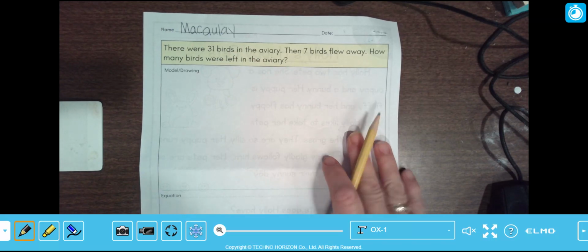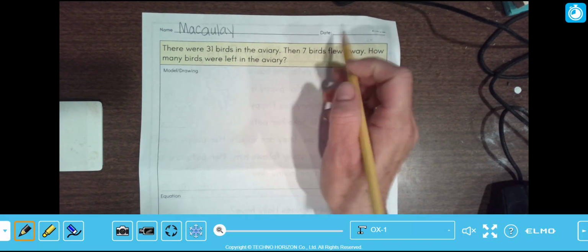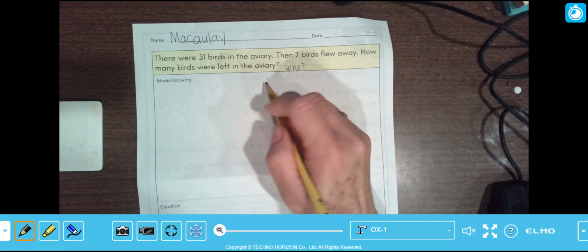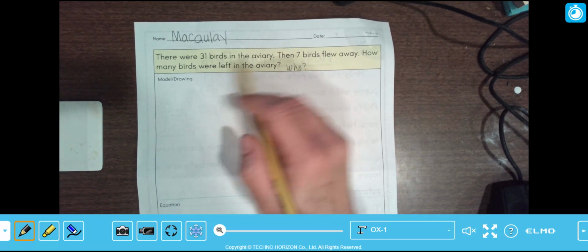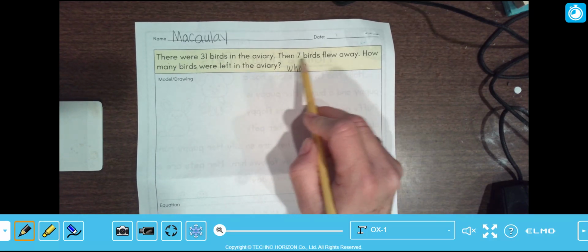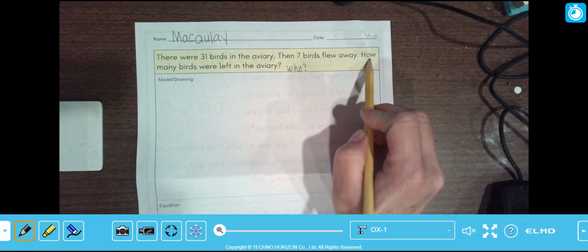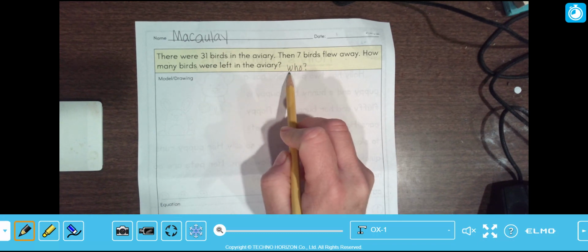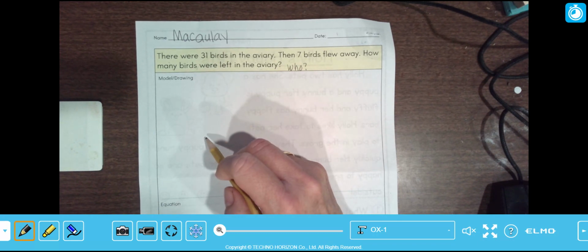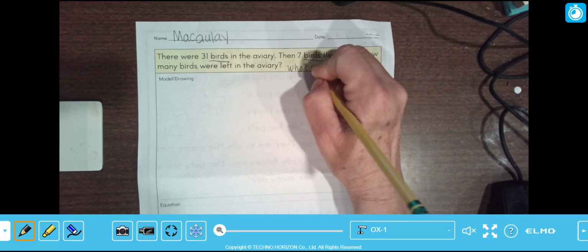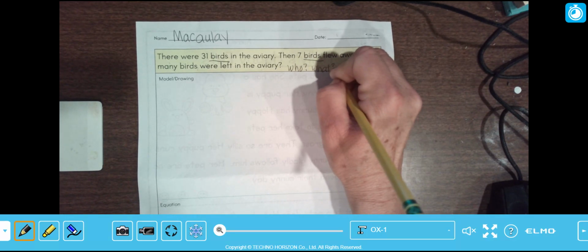Okay. So I'm going to read this word problem and we're going to ask ourselves some questions. We're going to ask ourselves, who is this problem about as I read it the first time? So here I go. There were 31 birds in the aviary. Then 7 birds flew away. How many birds were left in the aviary? So, who is this problem about? Yes, it's about birds, right? It's about these birds.